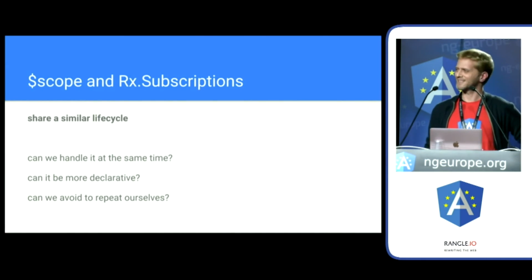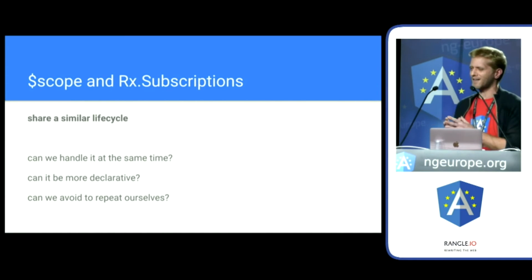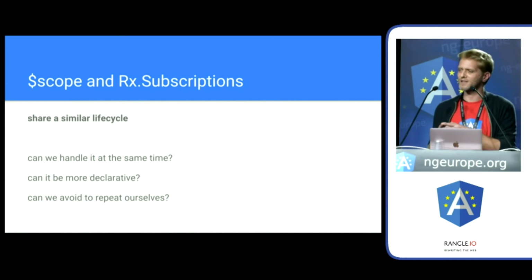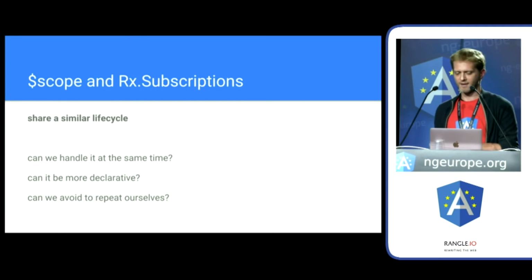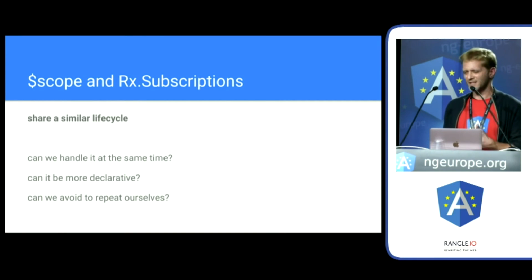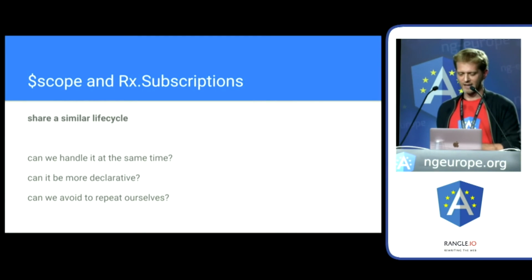I hope there is. So what you can see is that the scope of our Angular 1 components and Rx subscriptions often share a very similar lifecycle. So it should be possible to handle it at the same time. And it should be possible to make this more declarative, the code I've shown before. And it must be possible not to repeat ourselves all the time.